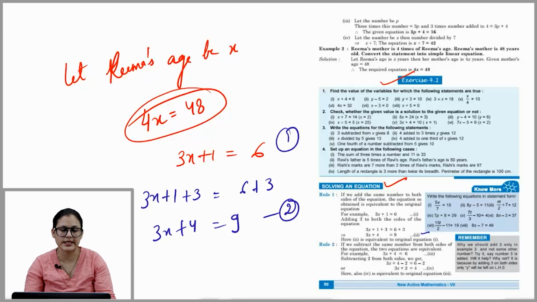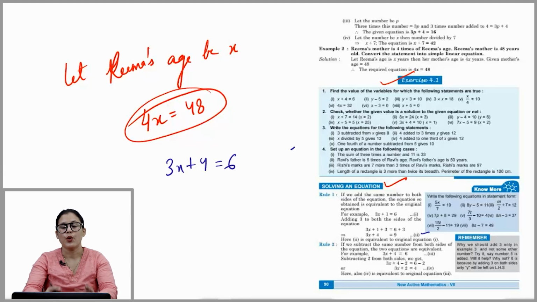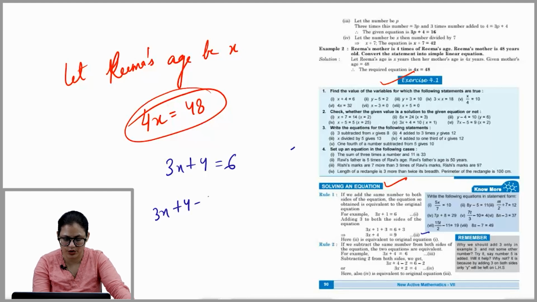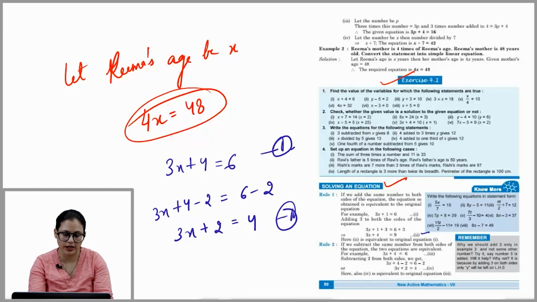Now rule number 2. If we subtract the same number from both sides of the equation, the two equations are equivalent. Okay. For example, the equation we have is 3x plus 4 is equal to 6. What do we have to do? We have to subtract 2 from both sides. So 3x plus 4 minus 2 is equal to 6 minus 2. So 3x plus 2 is equal to 4. Okay. So this equation is equivalent to the previous equation.